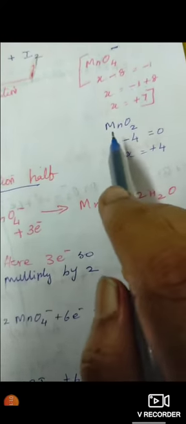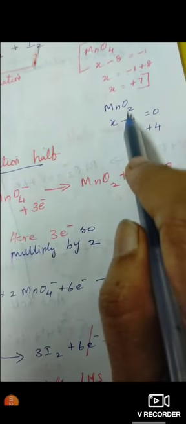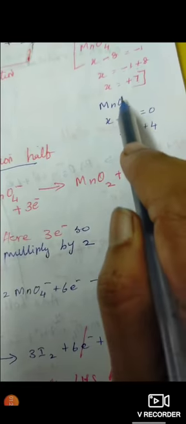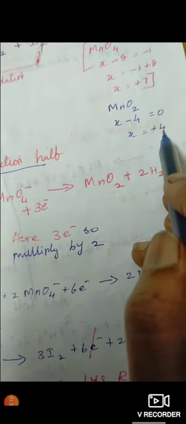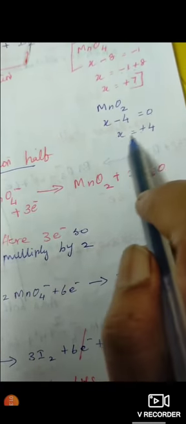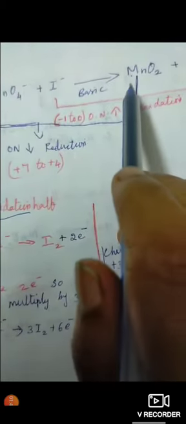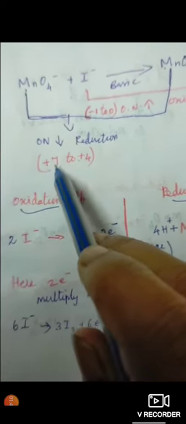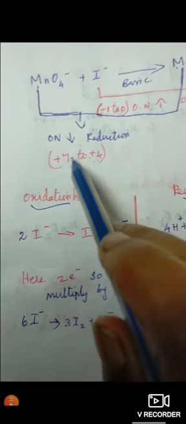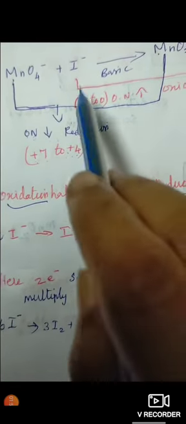So what is the oxidation state of Mn in MnO2? You have to consider it as x. 2 oxygens, so minus 4. No charge, so it is 0. x is equal to plus 4. So in MnO2 the oxidation state is plus 4. So in MnO4 minus the oxidation state is plus 7, in MnO2 it is plus 4. So it is reduced, plus 7 to plus 4. The oxidation number is decreased, so it is reduced.